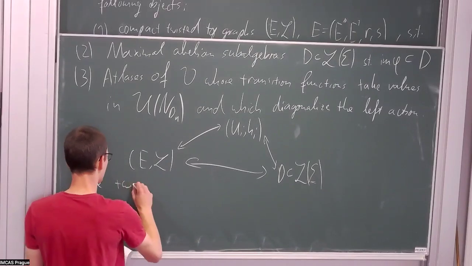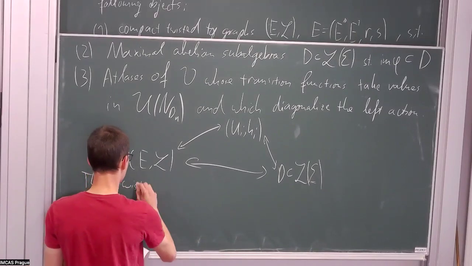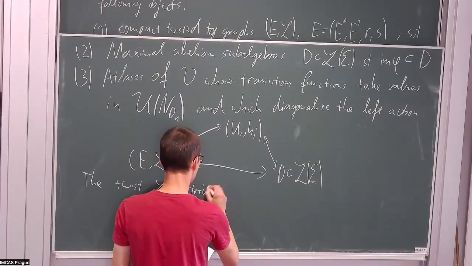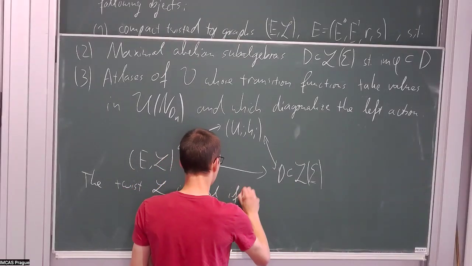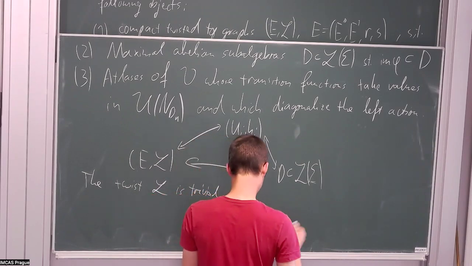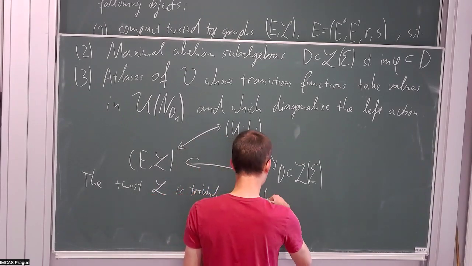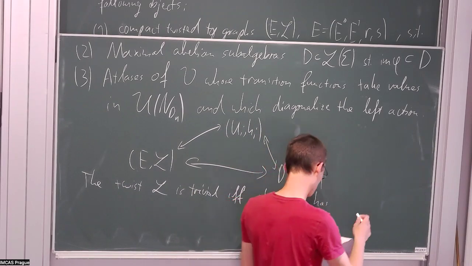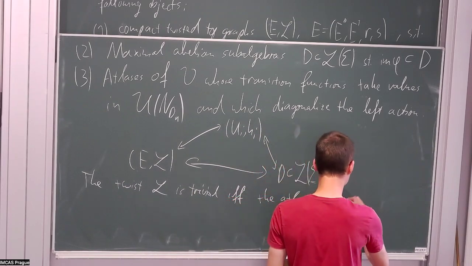So the twist L is trivial if and only if the atlas has permutation matrix valued transition functions.